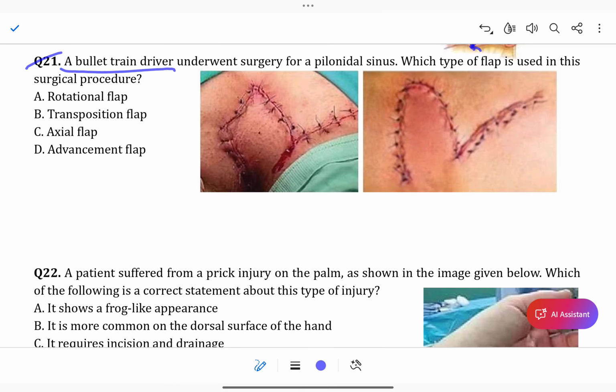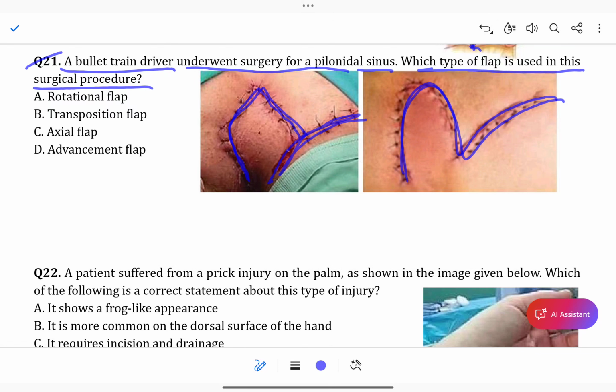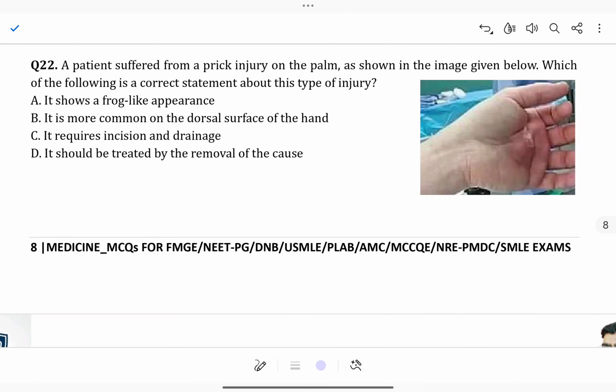Question 21. A bullet train driver underwent surgery for pilonidal sinus. Which type of flap is used in this surgical procedure? They are asking about this flap. This is called a rotational flap. So option A. Not transposition flap, not axial flap, not advancement flap.